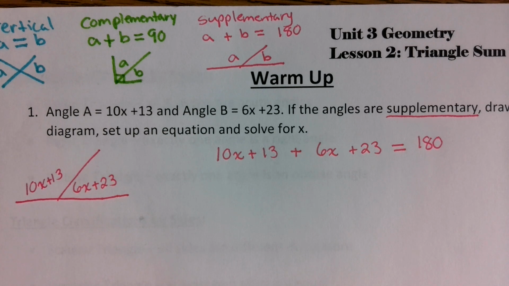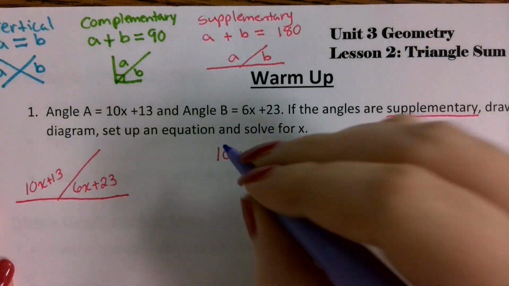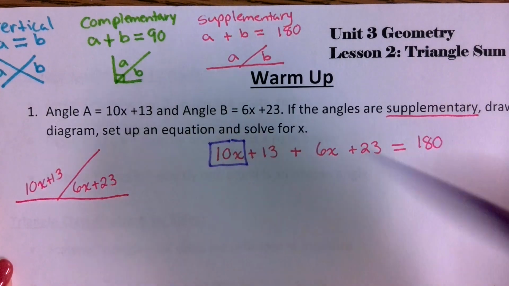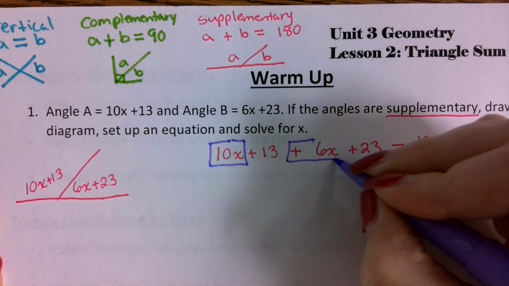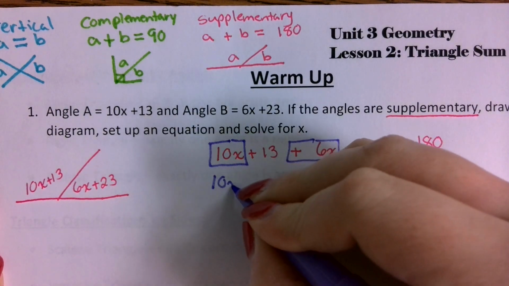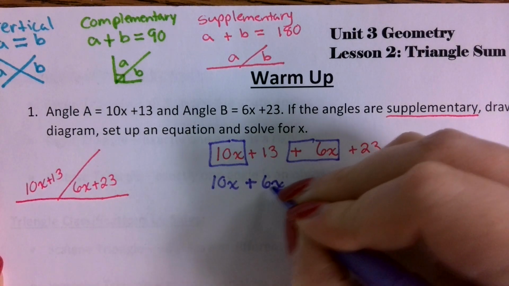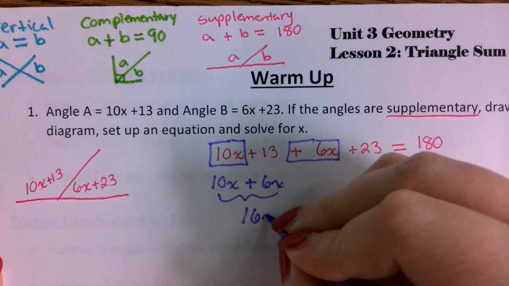Who can raise their hand and tell me one set of like terms that I can combine together? Vincent. You got the answer correct. So what did you do? How did you get 16x? What two terms did you add together? There you go. He added the 10x plus the 6x. He added those two values together, and 10x plus 6x gives 16x.